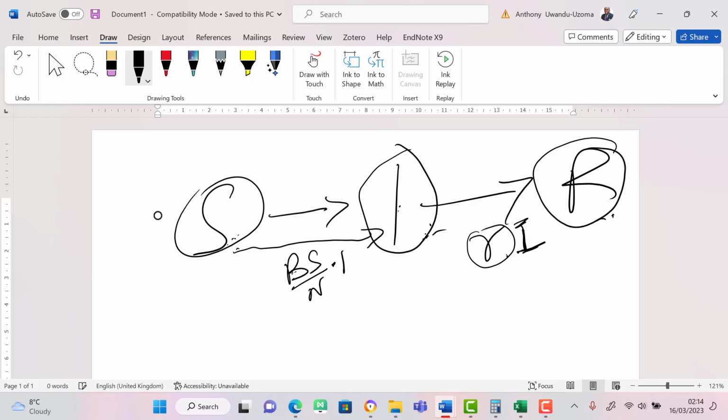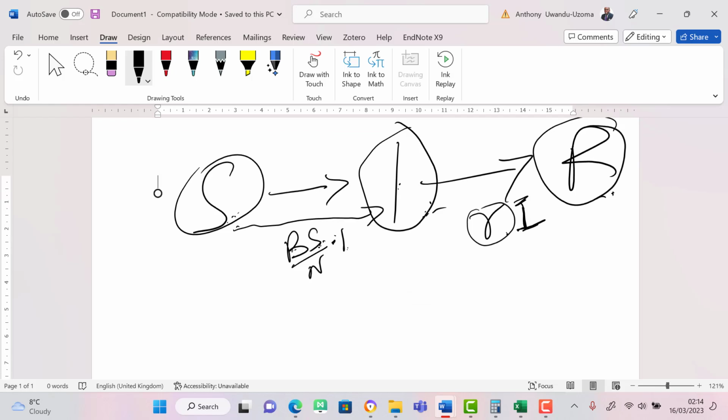B is the contact rate. S is the number of those that are susceptible. And I is the number of those that are infective. Now, if I want to represent this whole equation, in the SIR model you will always see something like dS over dt is equal to minus B S I. I don't want to make this complicated.